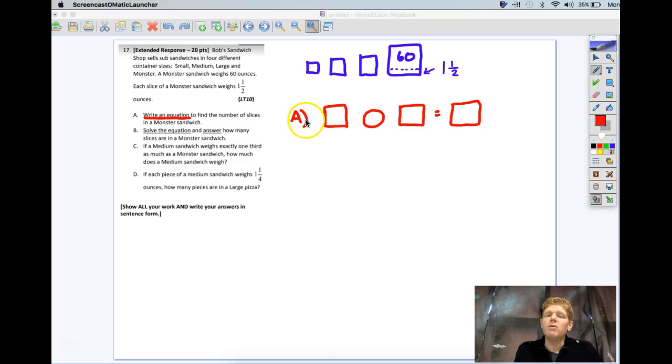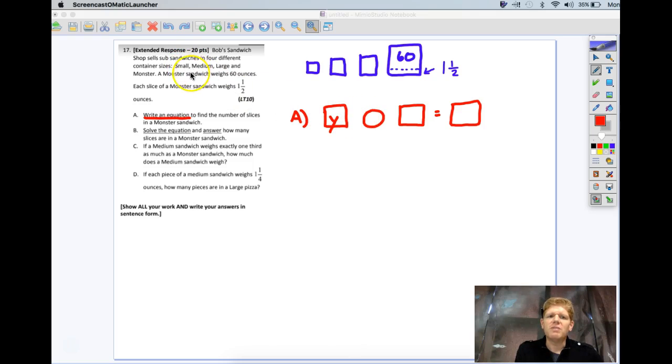And I said most of the time, you're going to be able to put the variable in the first spot. So of these 4 places, we're already given 1. We're going to use y as our variable. So that is going to be the number of slices in the monster sandwich. Now we need to find out what the operation is. There's one of 2 ways to look at it. We're trying to model this problem, so we want to describe what's going on in the problem.